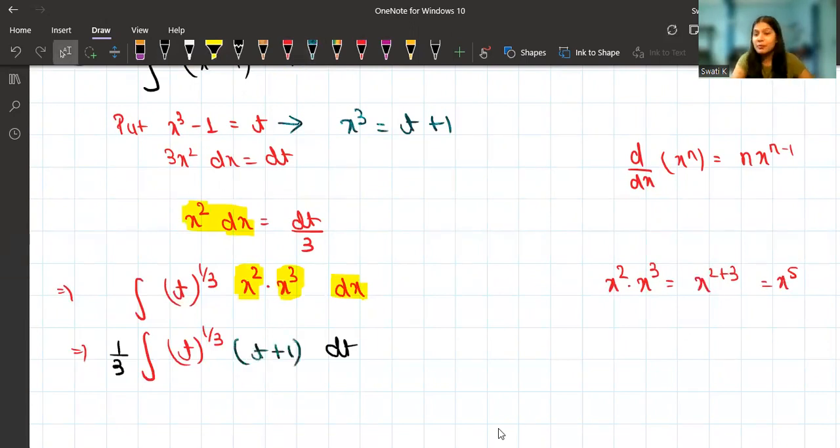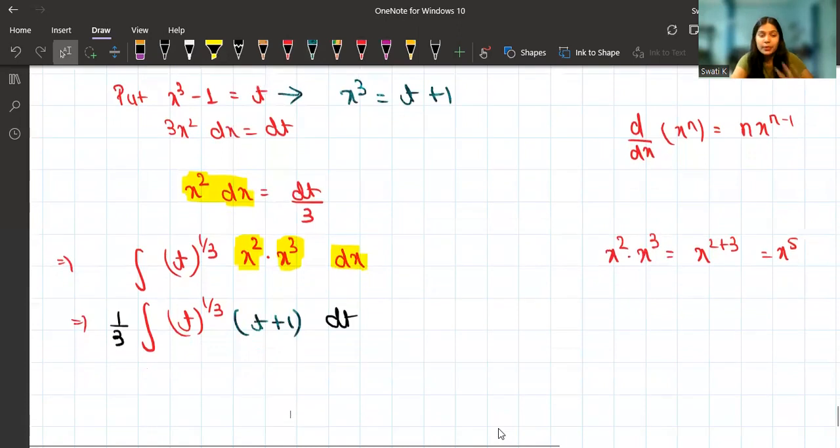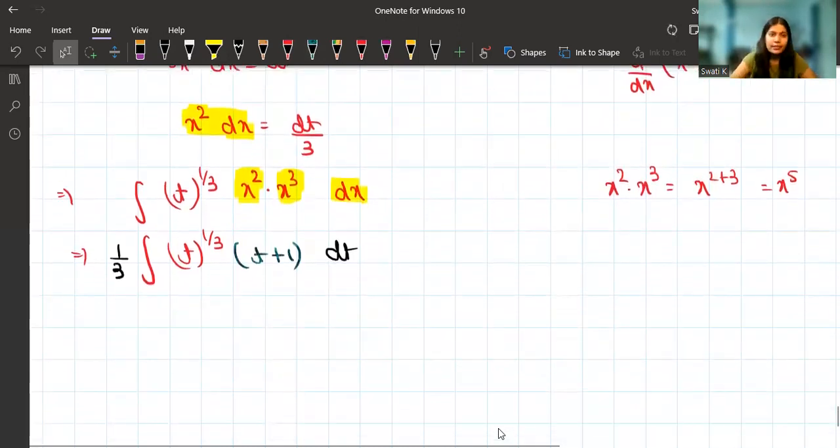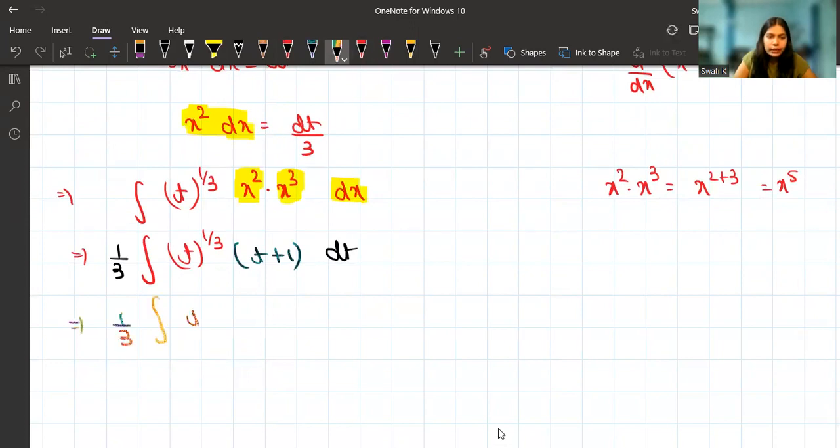Now this is very simple, because again, using the property of exponent, you can simplify this very easily. So what are we going to do? We are going to simplify this. So 1 upon 3 as it is, integration t raised to 1 upon 3 times t plus t raised to 1 upon 3 times 1, that is going to be t raised to 1 upon 3 only, and then dt.